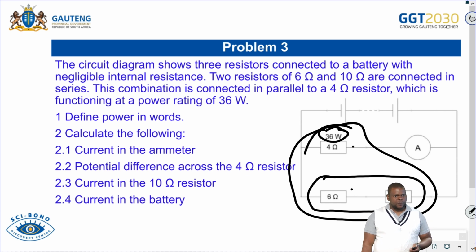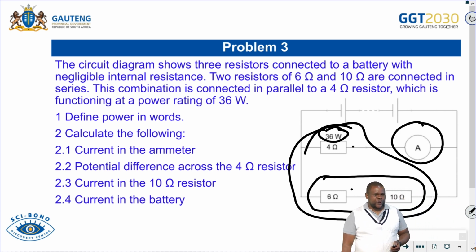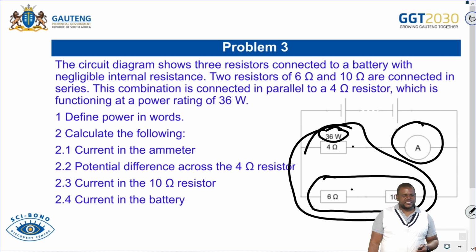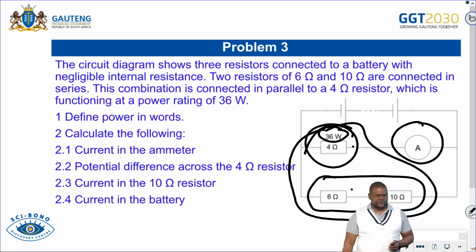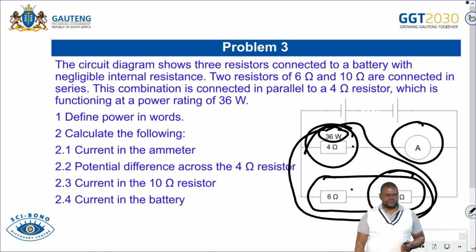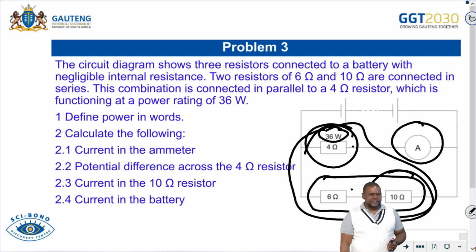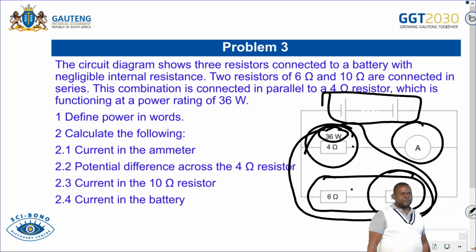Number two, calculate the following. 2.1, the current in the ammeter. What is the current that is passing through this ammeter? And then 2.2, calculate the potential difference across the 4 ohm resistor. How much is the potential difference there? 2.3, calculate the current in the 10 ohm resistor, the current that is passing here. And then 2.4, calculate the current in the battery.